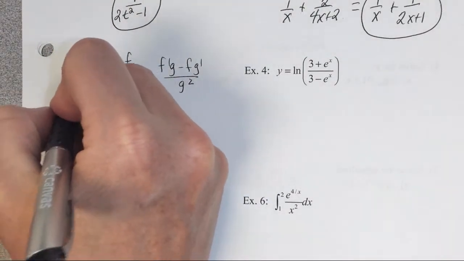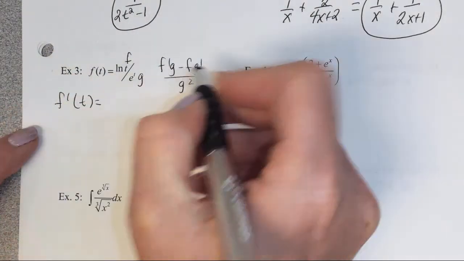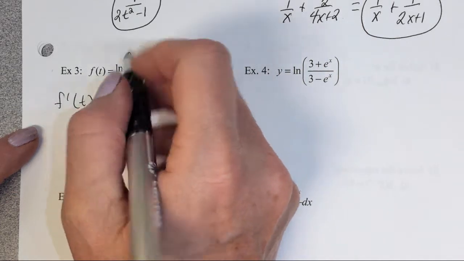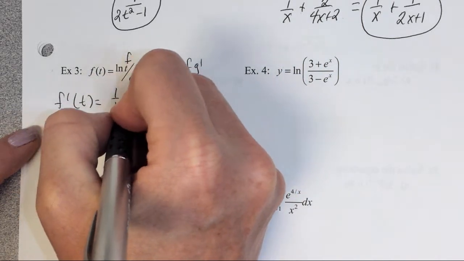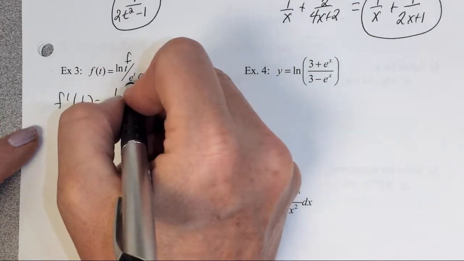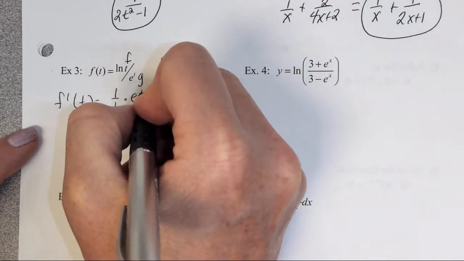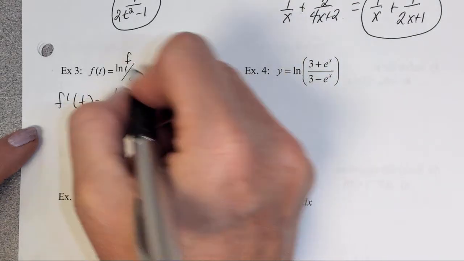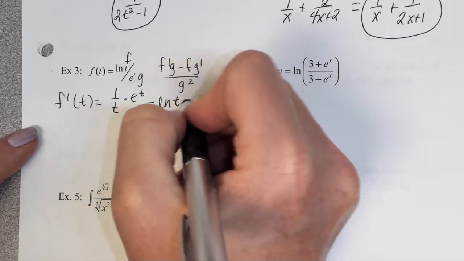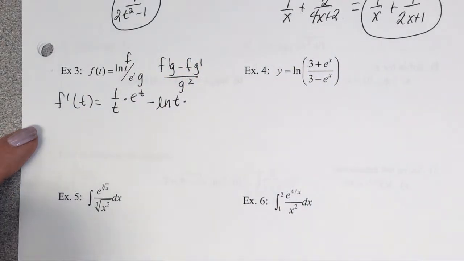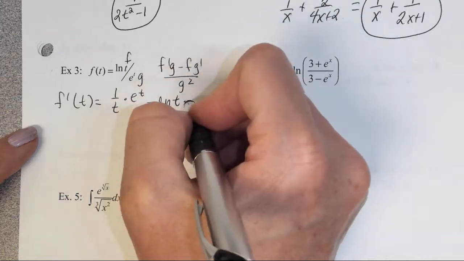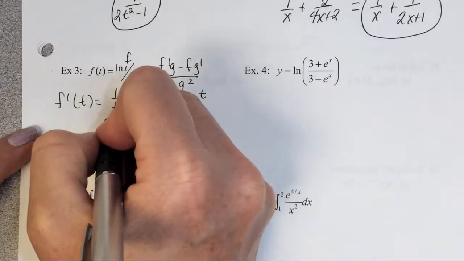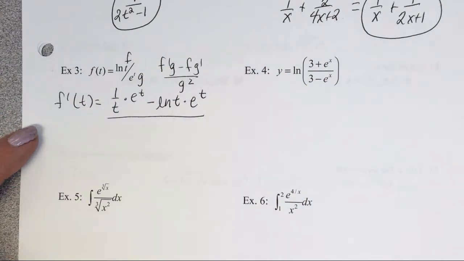So to find this derivative then, I'd have to do f prime, the derivative of ln of t is 1 over t, times g, which is just e to the t, minus f, which is just ln of t, and then g prime. Well, g prime, the derivative of e to the t, is just e to the t, and then all over g squared. I've noticed a lot of people don't know how to square that, e to the t squared.